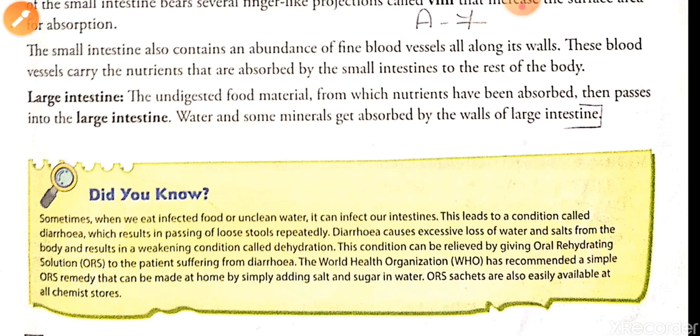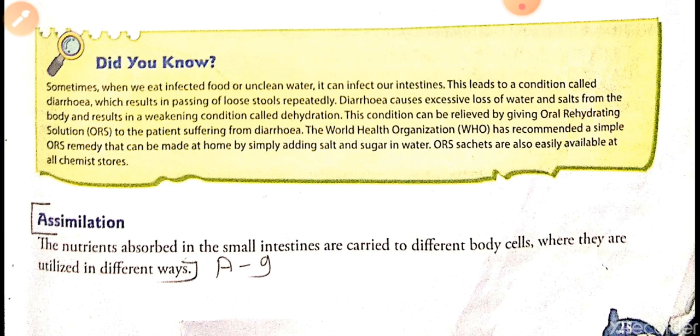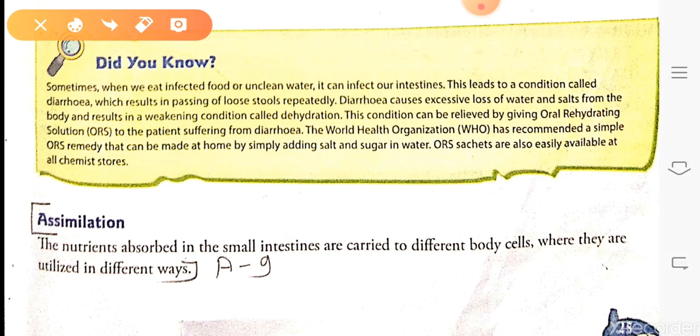Next, we will learn about our next topic, that is assimilation. We have already learned the definition of assimilation, so we will just recall it. What is assimilation? Assimilation is the process by which the absorbed substances are utilized by the body.